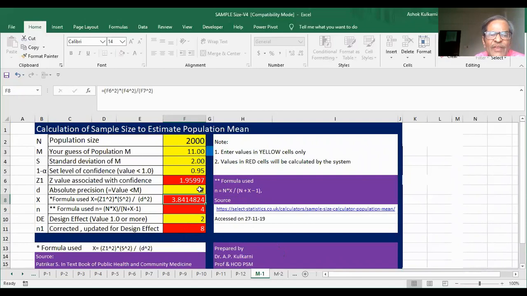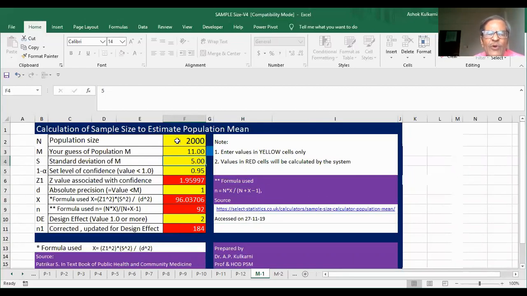This is because the absolute precision over here is quite large. If you use the absolute precision as 1, then the sample size would be 32. So 32 individuals drawn randomly from the population of 2,000 will give the idea about the hemoglobin level, provided this estimate and the standard deviation are correct. If the standard deviation is more, then naturally the sample size required is also more. So the more the variation in the population, the more the sample size required.